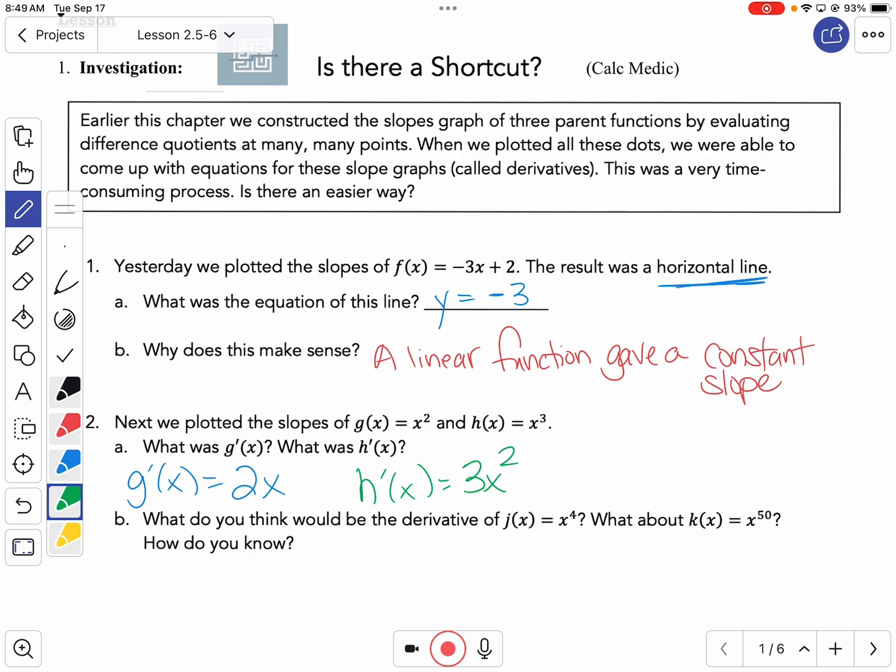Okay, so let's see what's happening. Let's look at the transformations. There's so much good math happening here.